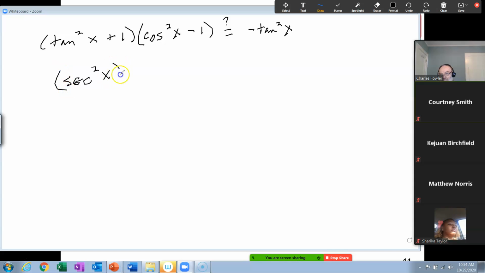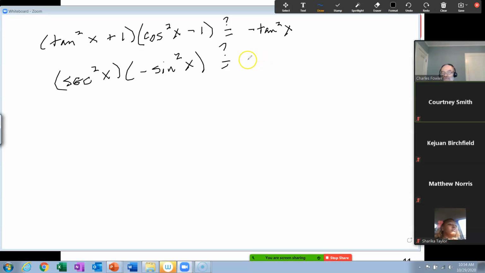Now, this one looks pretty familiar, but it's not quite right. Cosine squared x minus 1, that's not a Pythagorean identity per se. 1 minus cosine squared x would be. That would be sine squared x. Well, guess what? Since these are reversed, that would be minus sine squared x, because that's the opposite of 1 minus cosine squared x. Now the question is, is that equal to minus tangent squared x?